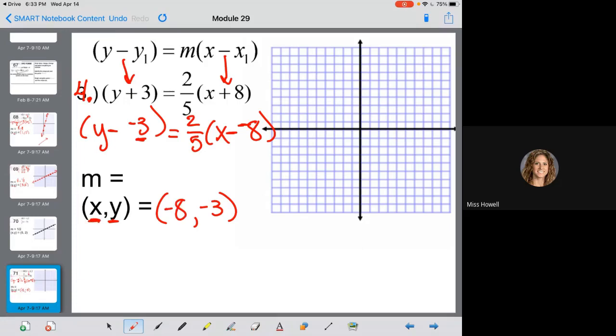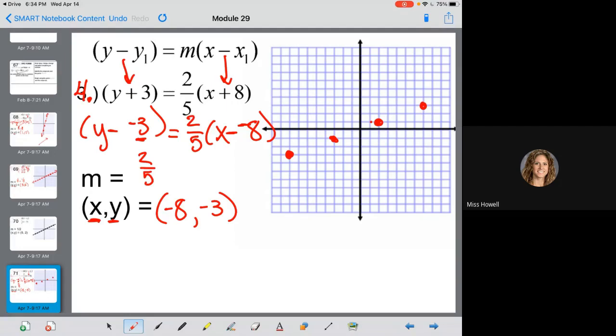All right, let's plot that point. It's not a rise up, run out. It's just a place in our coordinate plane, which is I go to the left 8, down 3, which is right here in quadrant number 3. All right, 2/5 is our slope. So from here, we can rise up 2, run out 1, 2, 3, 4, 5. Rise up 2, run out 1, 2, 3, 4, 5, and again.